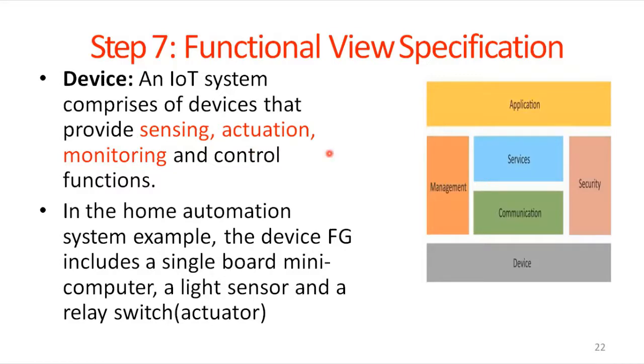The activator is the reverse process of the sensor. The activator always takes digital data and converts it into a physical parameter. The best example is a water motor, where electrical data is converted into water flow. And then there are control functions. In the home automation system, you have different activators, that means different functions. They include, say, a single board mini computer, a light dependent sensor, and relay switches. These are all different functionalities.